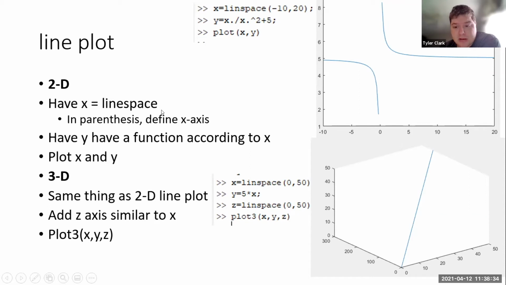Plotting a 3D line plot is similar to the 2D, but you just add the z-axis, similar to how you did with the x. The difference is you do plot3 of x, y, and z, not just x and y, and it gets you something like this. It's something linear because I did y equals 5x in this case.